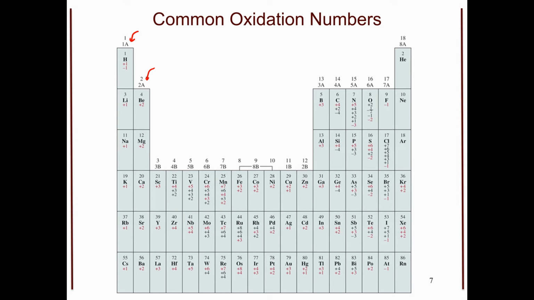Chromium is going to have the possibility of 5 different numbers, the same with manganese. So now when we get one of these species, we are going to have to use context clues and be sure of other species to make sure that we assign those metals properly.